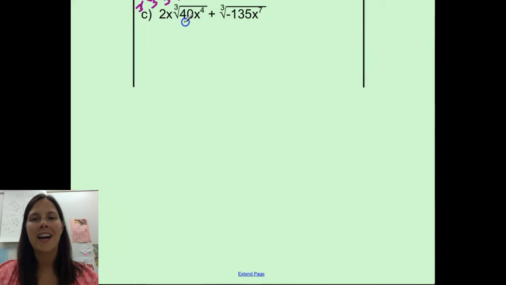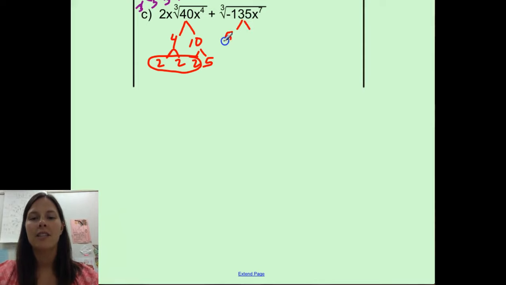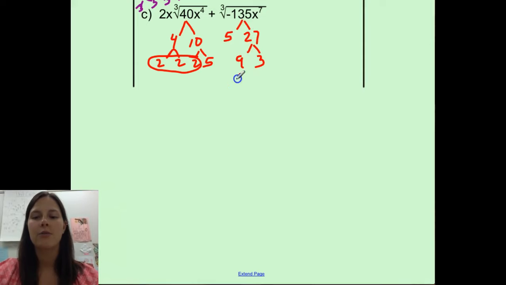Part C, we are trying to add roots. Remember, they must be exactly the same under the radical in order to be able to combine them. Starting by simplifying, we need to find perfect cubes as a factor of 40. 40 is 4 times 10. 4 is 2 times 2. 10 is 2 times 5. So we have a perfect cube factor of 40, 2 cubed. For 135, 5 is a factor of 135 times 27. 27 is 9 times 3, and 9 is 3 times 3. So we have another perfect cube factor of 135.